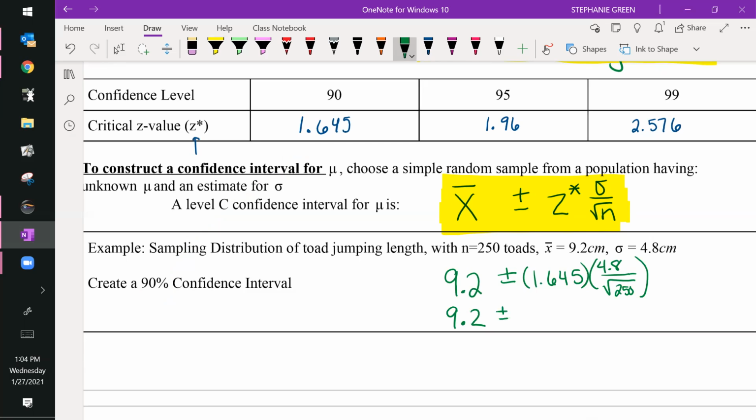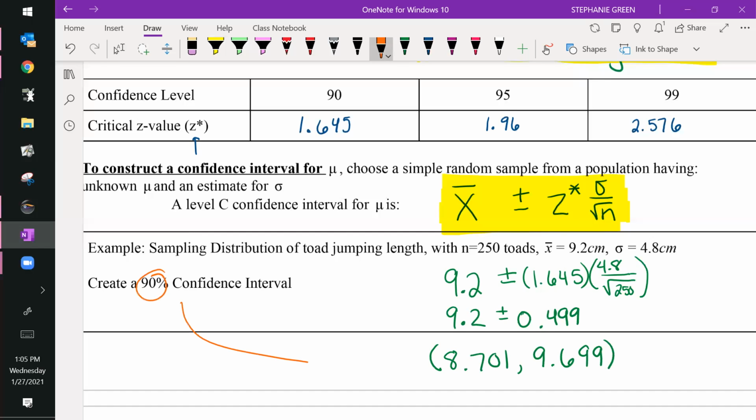So 1.645 times 4.8 over the square root of 250 on my calculator is 0.499. So my margin of error here is 0.499, or about 0.5. And then when I subtract to get the lower bound of my confidence interval, and add, I get the upper bound of my confidence interval. So what we can conclude here is that we are 90% confident that the true mean of the population is within this interval.